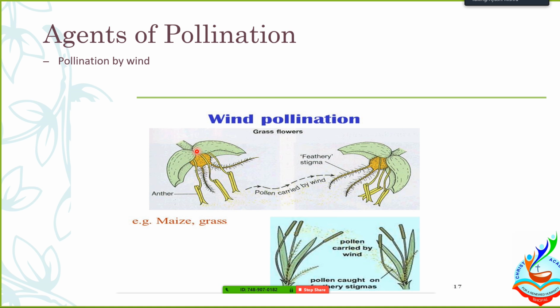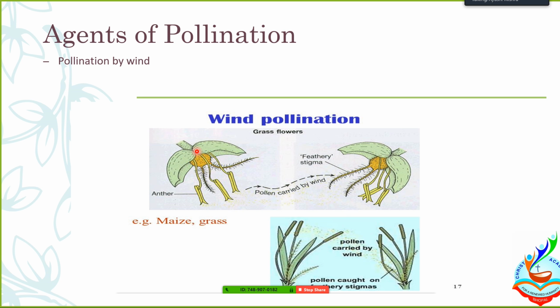Now the agents of pollination. The agents of pollination like water, insects, animals, wind are also called pollinators.